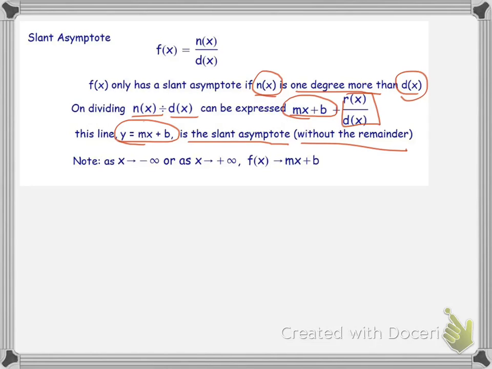You don't include the remainder. That won't make a difference. It's just the y equals mx plus b part. So note, as x approaches negative infinity or as x approaches positive infinity, the function will approach this line, mx plus b.